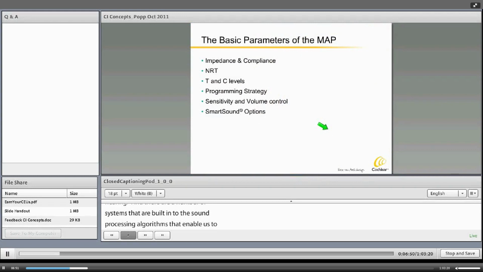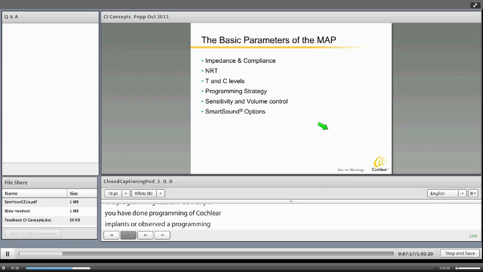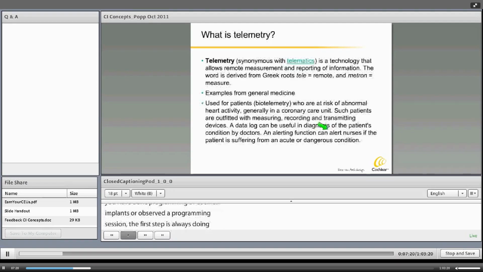Some of those are included in the items we're going to talk about in terms of the basic parameters of the map. We're going to talk about these in order of how they tend to occur in a programming session. If any of you have done programming of cochlear implants or observed a programming session, the first step is always doing an impedance measurement, where we're looking at the telemetry system of the device.